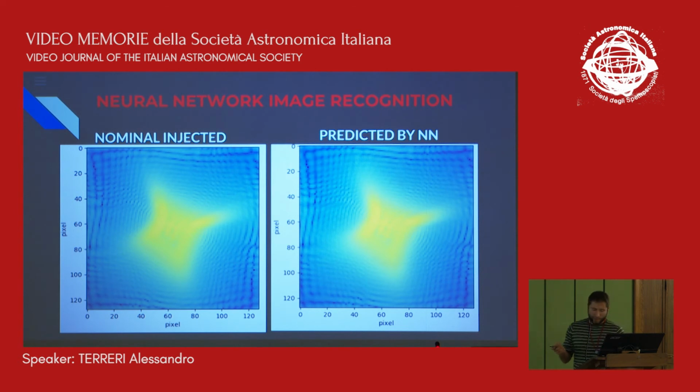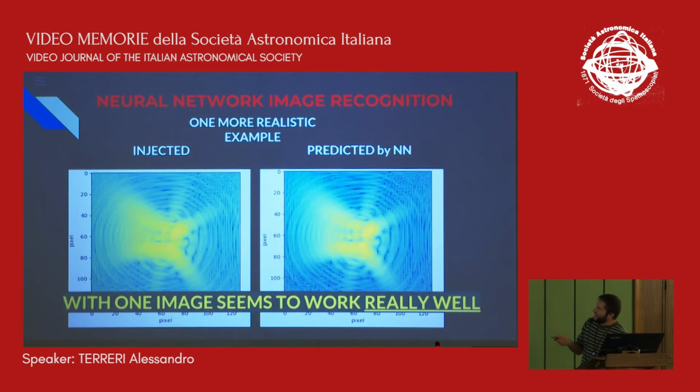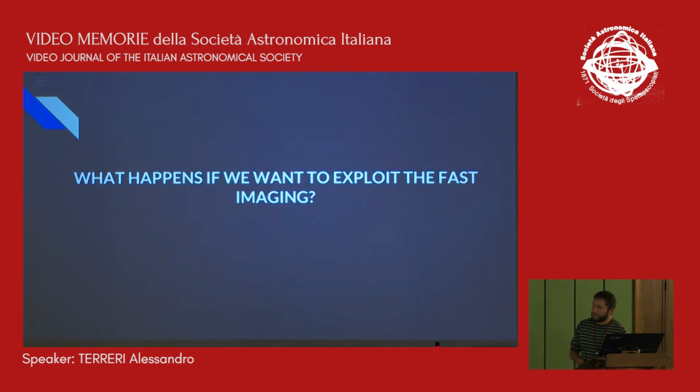And I know what you're thinking about. No, it's not copy and paste. In fact, just to show you that it's not a trick, here you can see some differences between the 2 images. So with one image it seems to work really well, but what happens if we want to exploit it with the fast imaging?